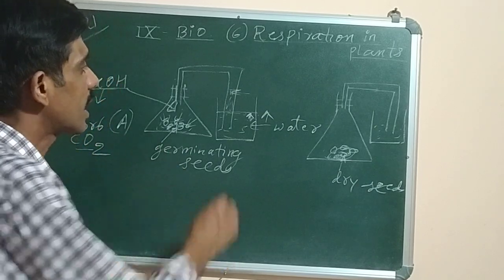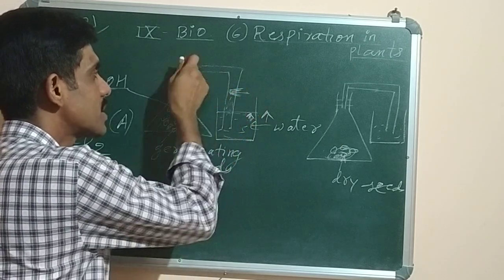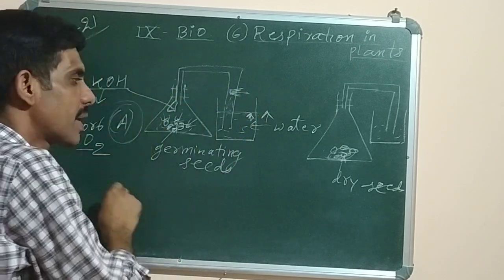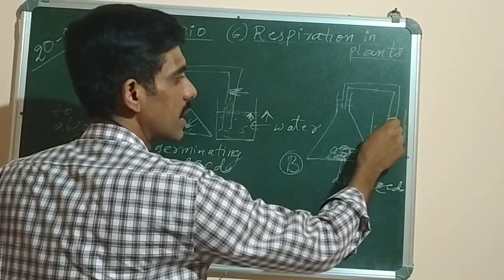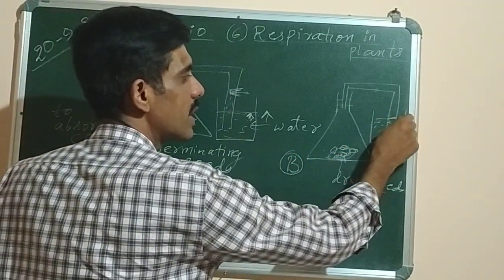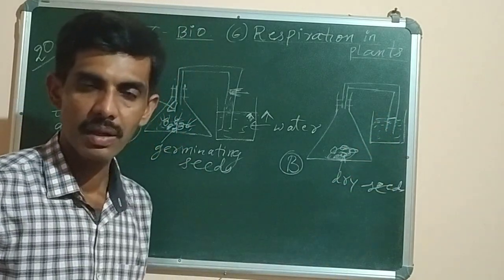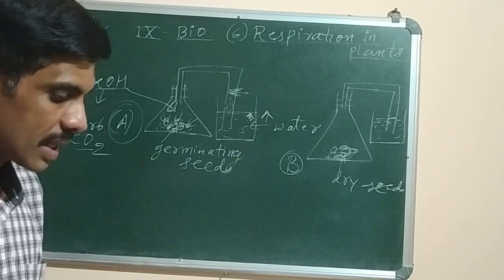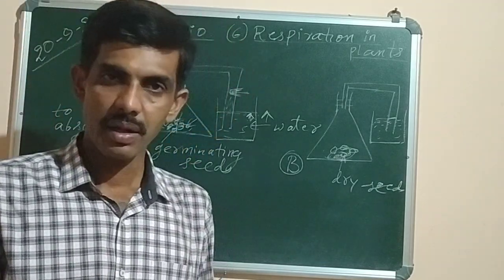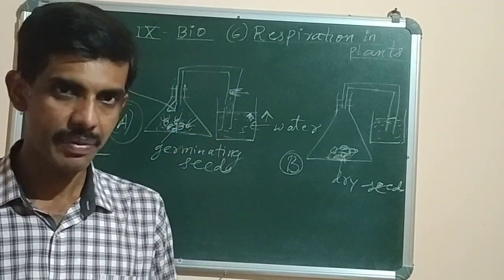So you will find that the level of water rises in the bent tube in experimental setup number A, but in setup B there is no change in the water level. It remains the same, up to where it was present in the beaker. So from this experimental setup we conclude that oxygen is taken in by the seeds during germination.